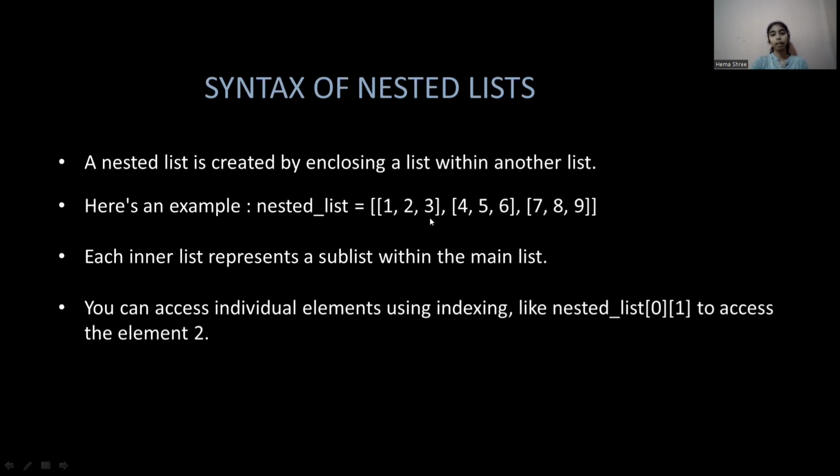Here, three sublists are present. Each inner list represents a sublist within the main list. You can access individual elements using indexing, like nesting list by index of 0 and 1 to access the element 2.